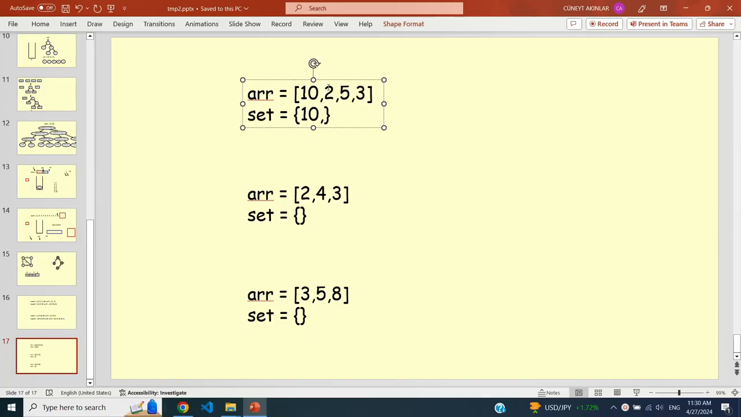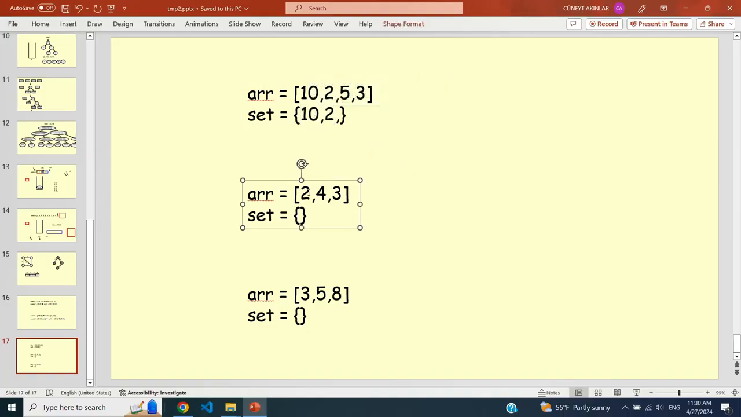Now I process 2. The question I should be asking, have I seen 4 or 1 so far? And I ask the set, have I seen 4? No. Have I seen 1? No. So I insert 2. Now I process 5. The question I should be asking, have I seen 20? I'm sorry, 2 times 5, 10. Yes, 10 exists in the set, so I'm going to return true.